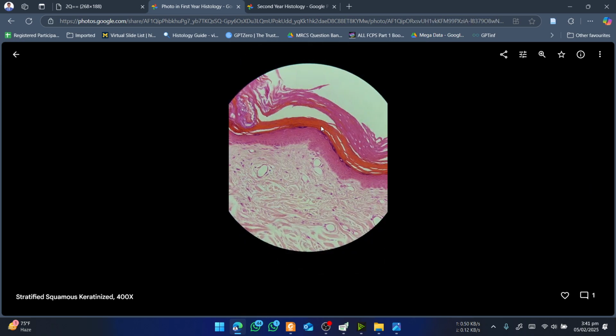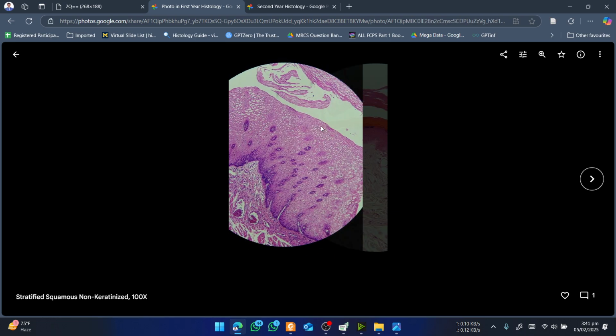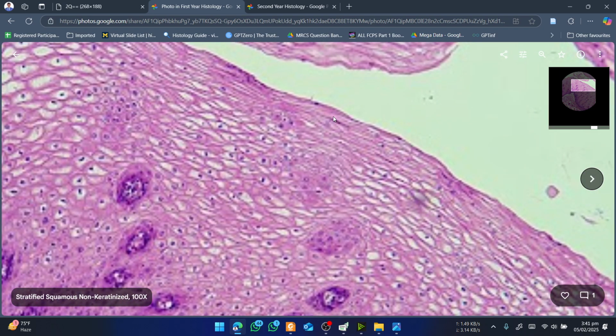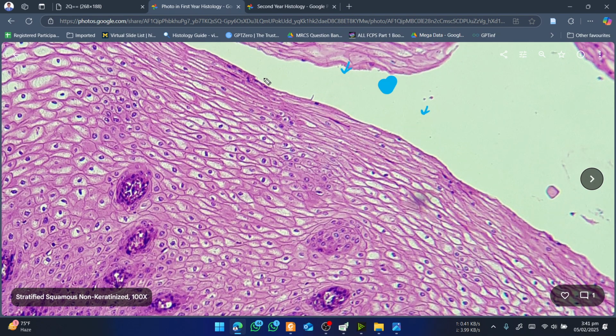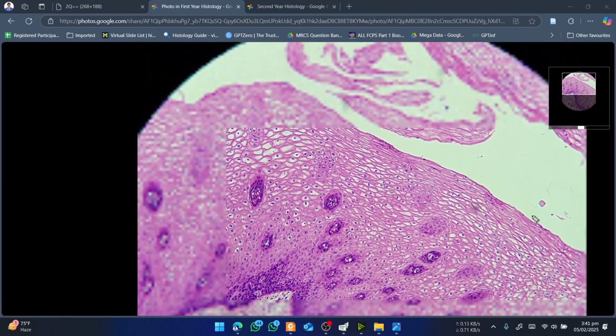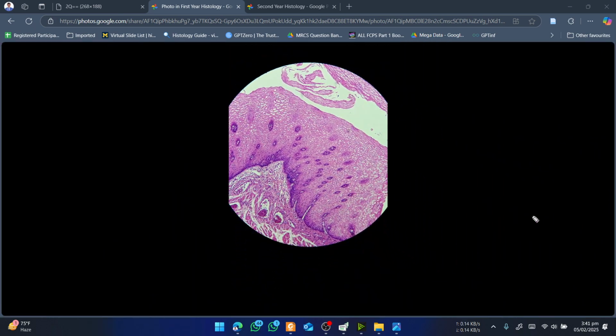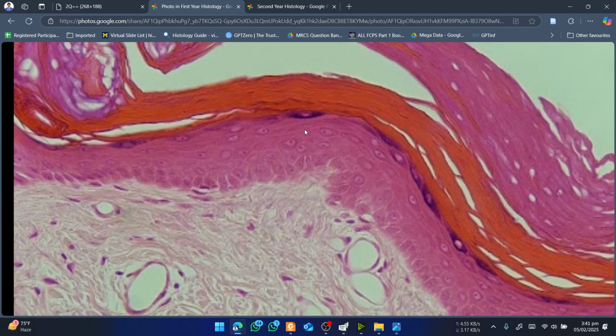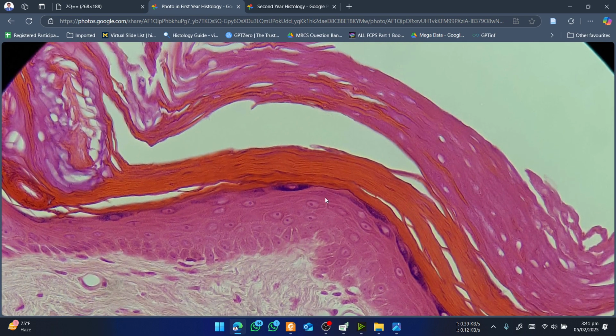This is a squamous keratinized epithelium. Now, what is the difference? In the stratified squamous non-keratinized, the cells all the way to the top have a nucleus. You can see a nucleus here, you can see a nucleus here, and so on. You can see the nucleus all the way to the top. However, in the stratified squamous keratinized epithelium, there comes a point where the topmost layers are non-cellular, non-alive, or they do not have any nucleus in them.